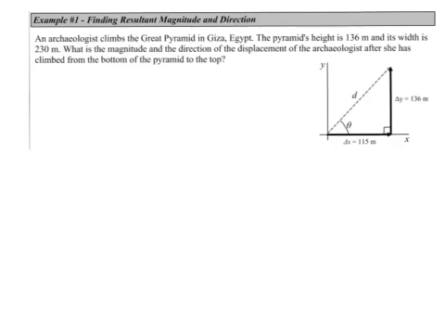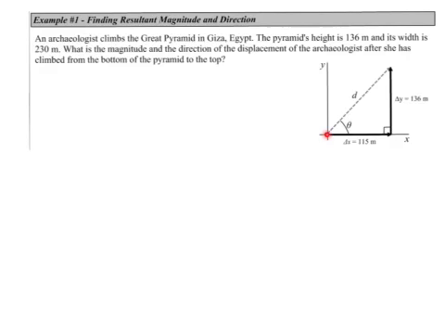So let's take a look at an example. We have an archaeologist who climbs the Great Pyramid in Giza, Egypt. The pyramid's height is 136 meters, and its width is 230 meters. So we want to know the magnitude and direction of the displacement of the archaeologist after she's climbed from the bottom to the top of that pyramid.